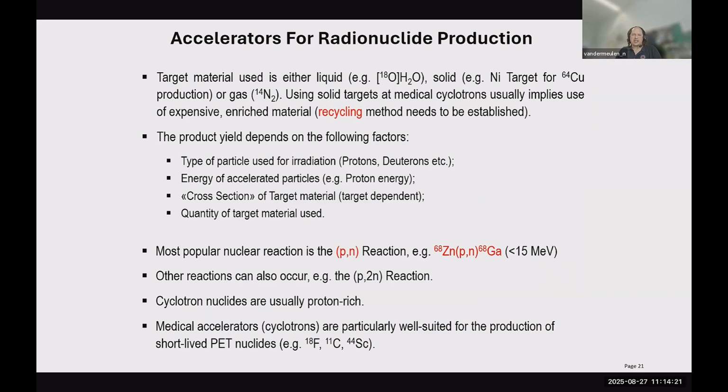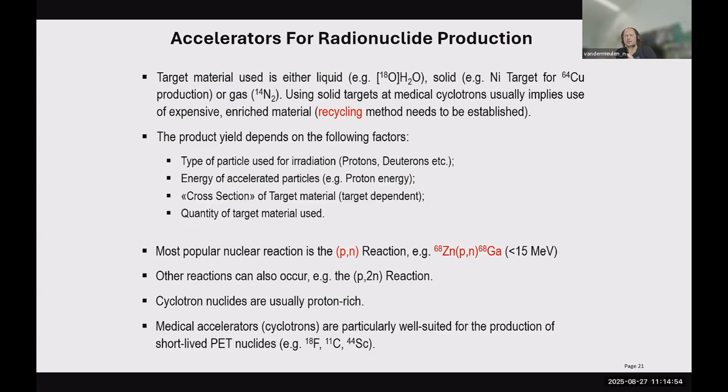So when one uses accelerators for radioisotope production, you generally need to use solid targets. There are exceptions, of course, where one uses liquid targets for, say, fluorine-18 production using enriched water, or even gas to produce the likes of carbon-11. But when it comes to radioligand diagnosis, if you like, we generally have to use solid targets to be able to produce the desired radiometals.